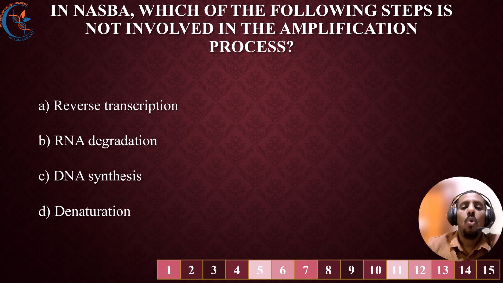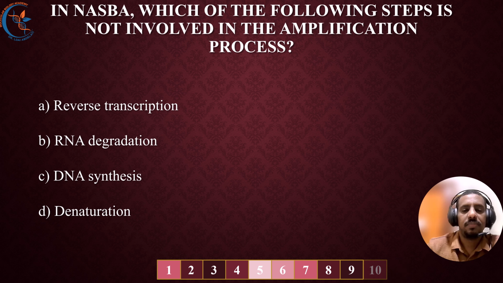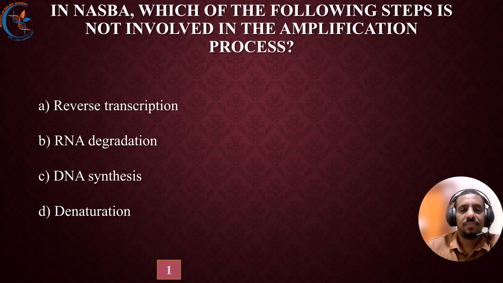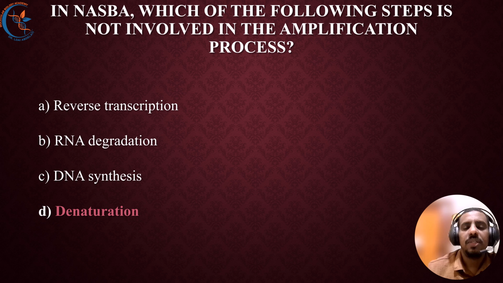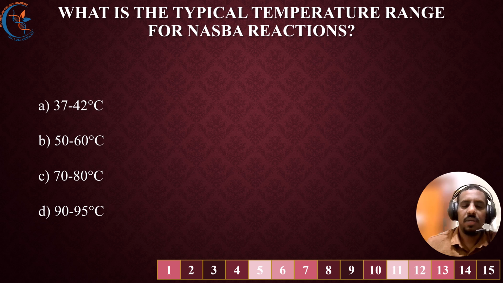In NASBA, which of the following steps is not involved in the amplification process? The correct answer is denaturation. Actually, NASBA doesn't require a denaturation step because it amplifies RNA directly at a constant temperature, unlike PCR, which requires thermal cycling. Okay, let's move on.